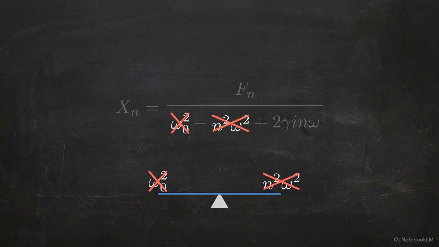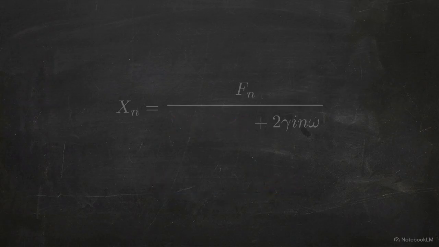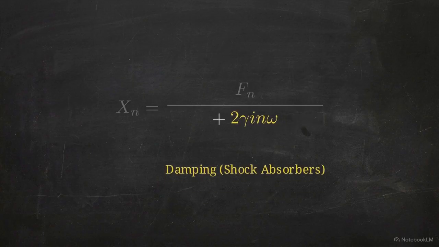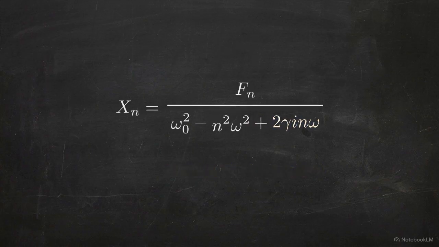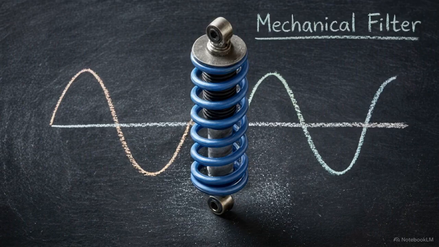The stiffness and inertia terms mathematically cancel out. Now only the imaginary damping term prevents the denominator from hitting zero. Without shocks to dissipate energy, the vehicle shakes apart. Engineers treat the suspension as a tunable mathematical filter designed to block specific vibrational frequencies.